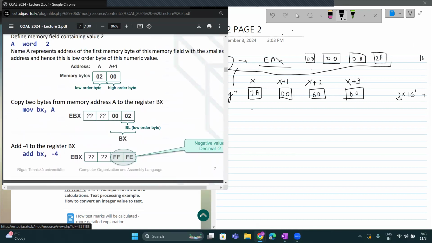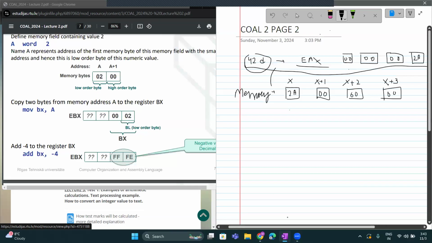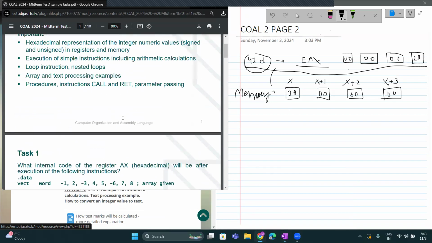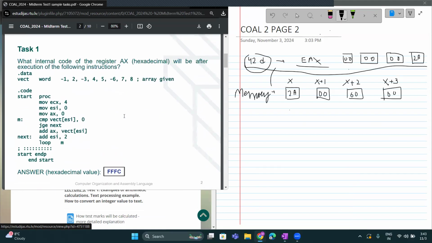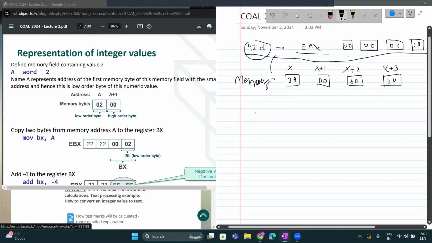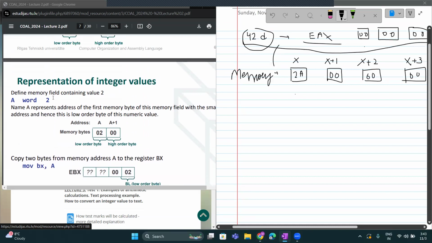So that's how memory and registers work. This should be enough for the first type of question that there might be. So for example, let's try to... or actually, first let's implement. Let's try to understand this.